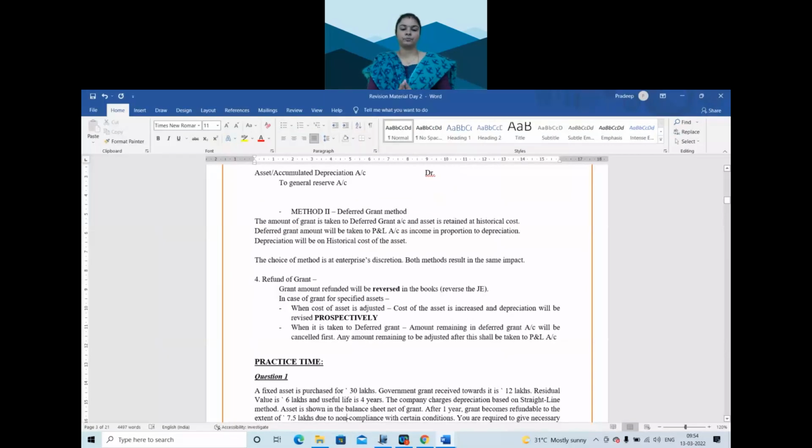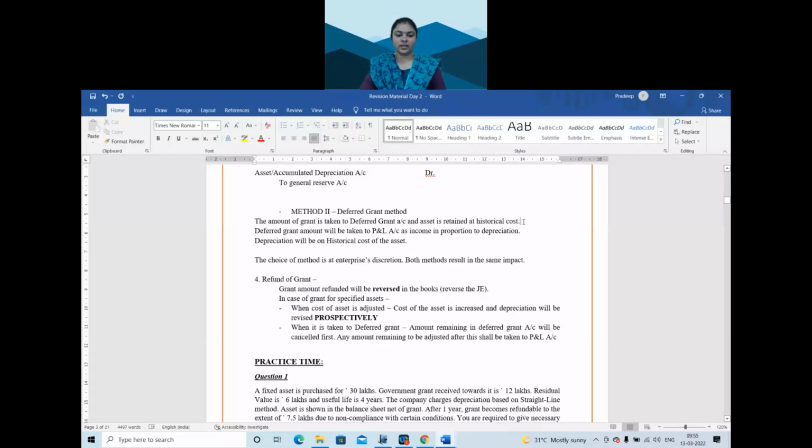Now, method 2. This is a more preferred method in certain cases because here I am not adjusting the grant value with the value of the asset. What I am going to do is retain the asset at its original cost directly and take the grant to a deferred income or deferred grant account. So I am going to create a separate account where this grant will sit and this grant amount will keep getting amortized over the period. So method 2, the amount of grant is taken to deferred grant account and the asset is retained at historical cost.